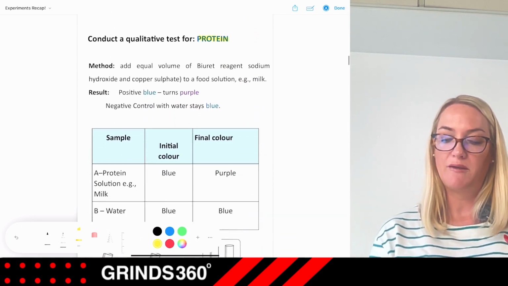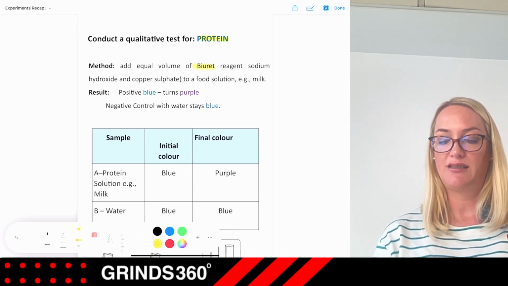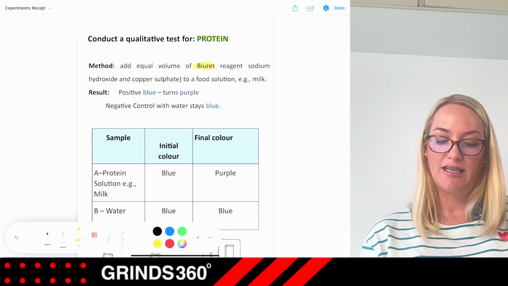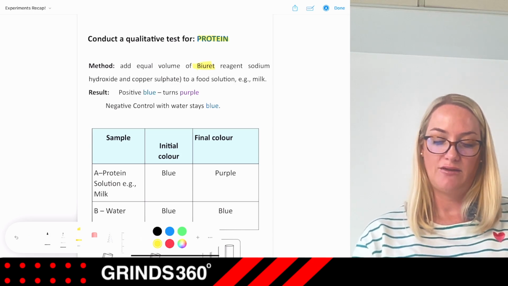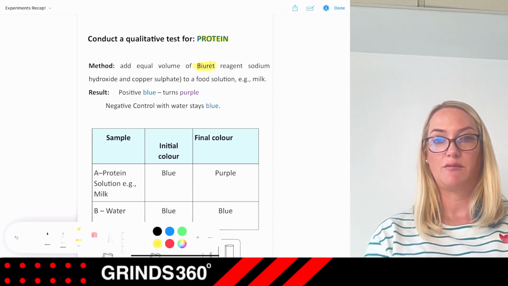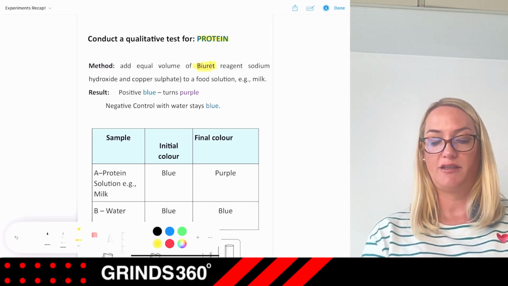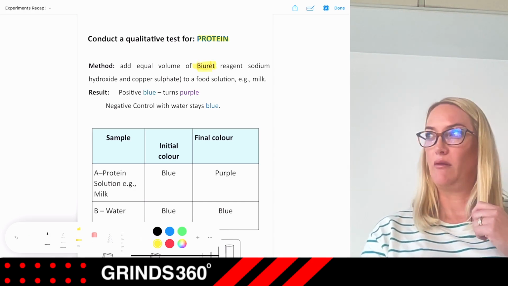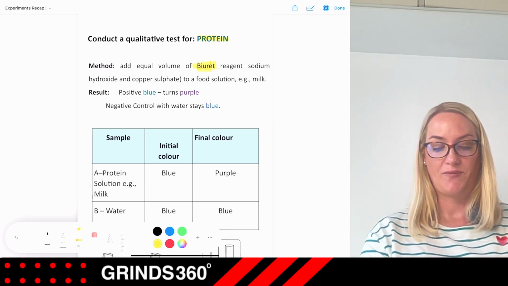So your chemical that we use, the reagent, is biuret. It's also blue in colour. Now, you can say here it's sodium hydroxide and copper sulfate. But what is easier for you to learn? Is it easy for you to learn to test for protein is biuret, or is it easy for you to learn sodium hydroxide and copper sulfate? You can use the chemical formula for that if you want either.